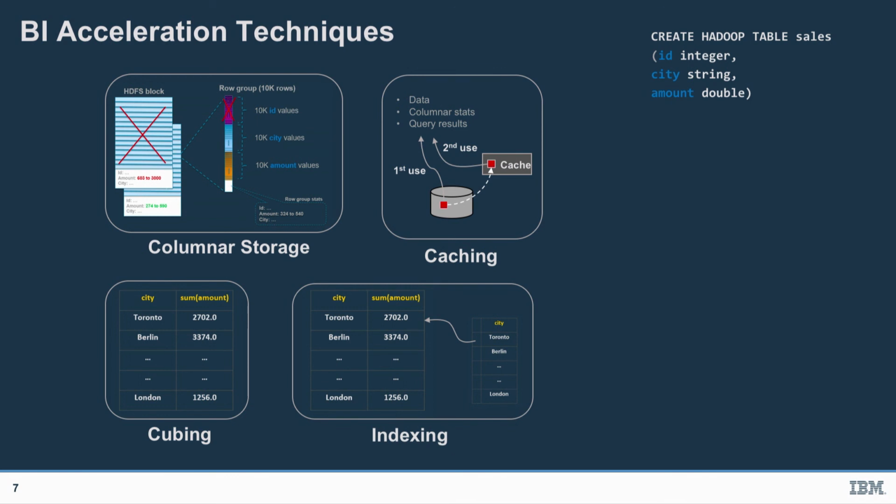Columnar storage is how you lay out the data on disk. So in a normal conventional engine, the data for a table is laid out row after row. In a columnar engine, what you do is you take a chunk of rows, maybe 10,000 rows. You take all the values, the 10,000 values of the first column, and you store them on disk. Then you take the 10,000 values of the second column, and you put them after that, and so on.